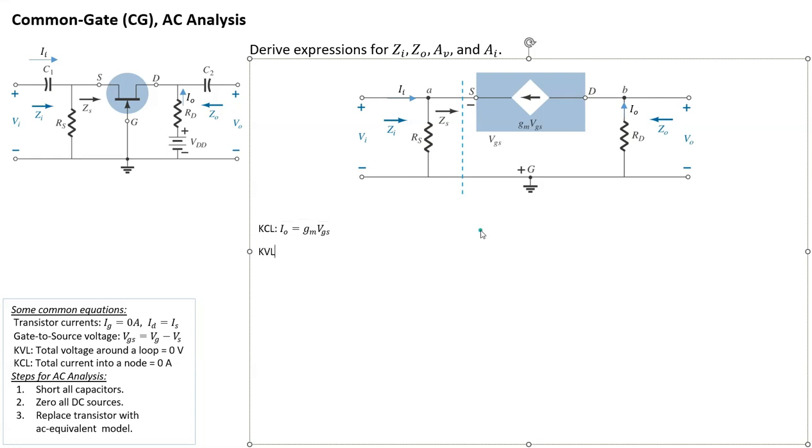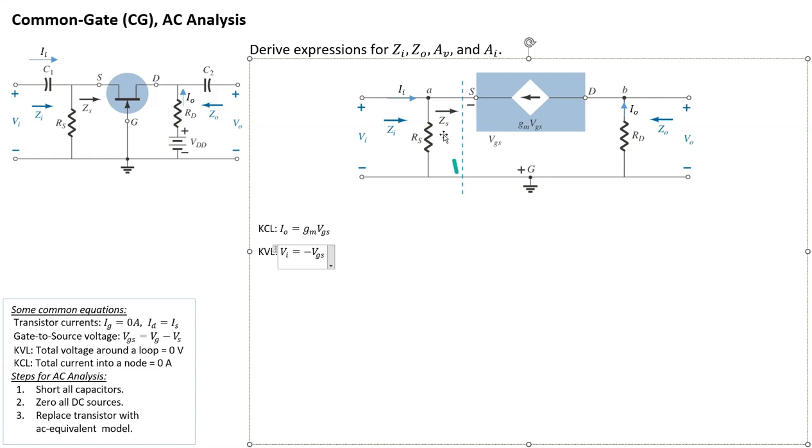So I'm going to say KVL: VI is simply equal to negative VGS, right? They both share the same nodes, the top node and the bottom node. It's just that the signs are in opposite directions. So VI is equal to negative VGS.